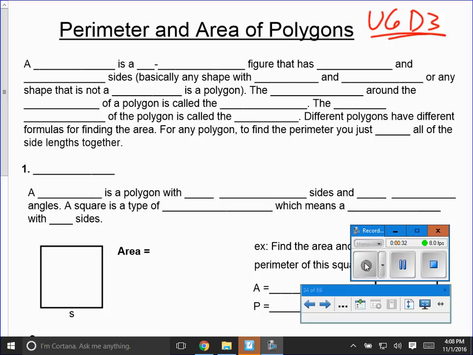So we're moving now from where we just have vocabulary, we started working with lines and angles yesterday. Now we're going to actually move into shapes today and for the next video. So there we're going to look at perimeter and area of different polygons. So a polygon is a two-dimensional figure.